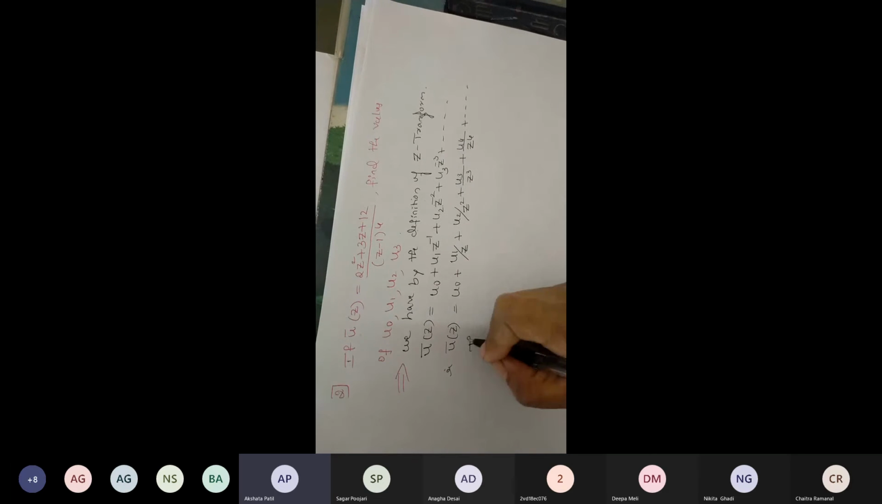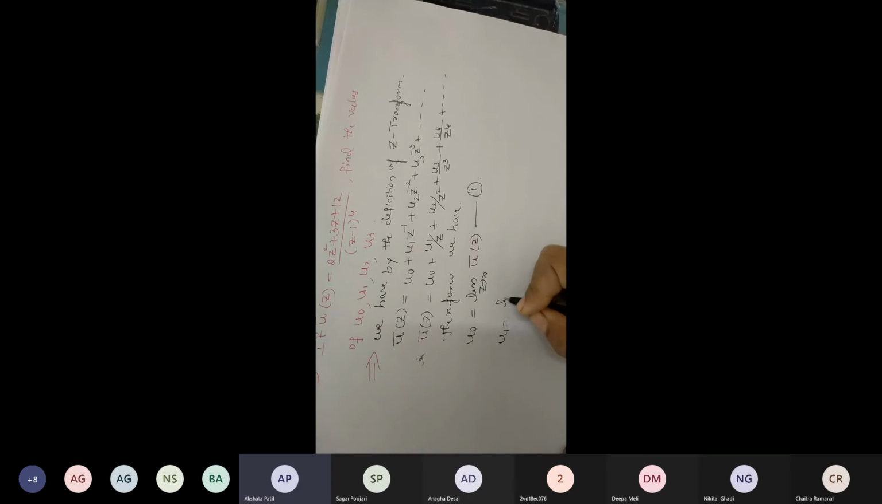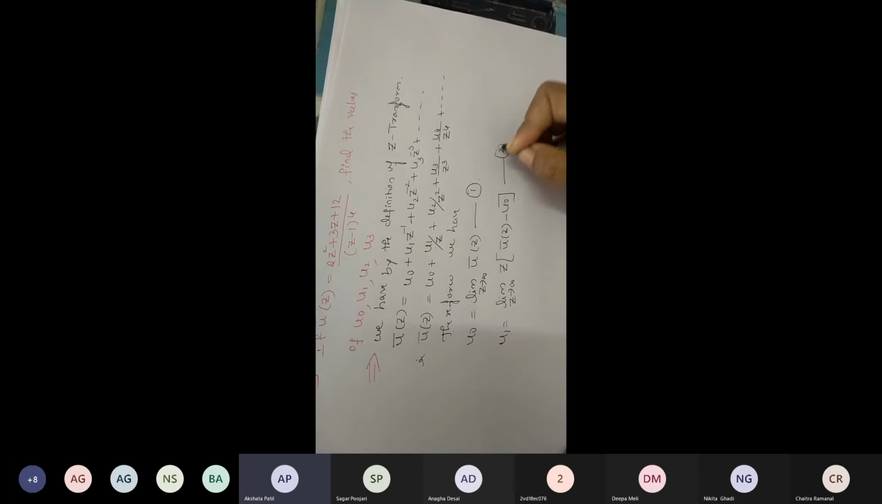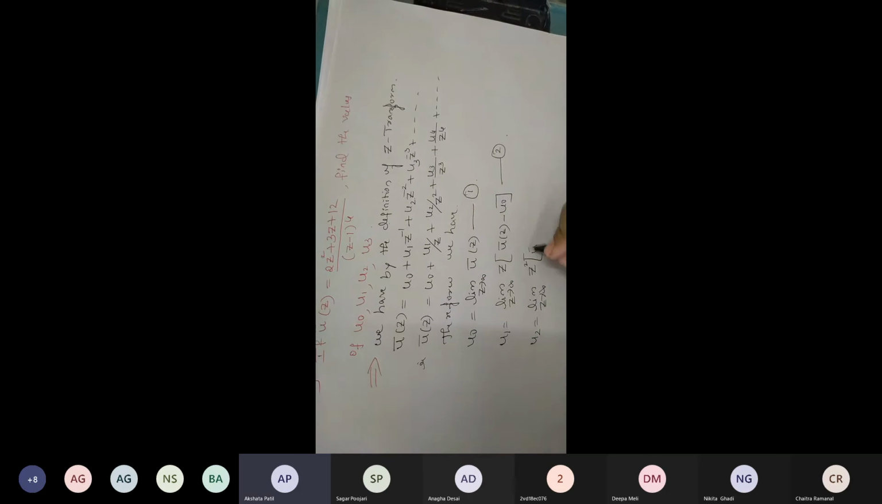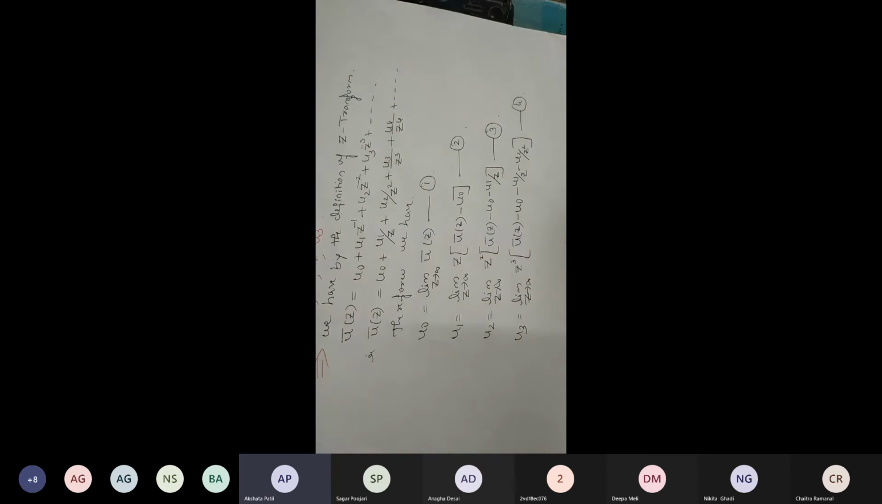Therefore we have the u0 formula, that is limit z tends to infinity u bar of z, call it equation 1. u1 equals limit z tends to infinity z into (u bar of z minus u0), call it equation number 2. u2 equals limit z tends to infinity z square into (u bar of z minus u0 minus u1 by z), call it equation number 3. u3 equals limit z tends to infinity z cube into (u bar of z minus u0 minus u1 by z minus u2 by z square), call it equation number 4.